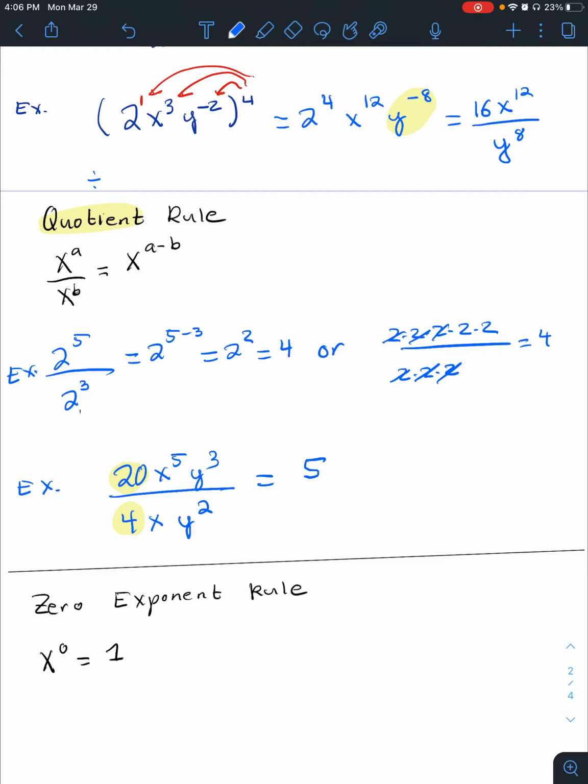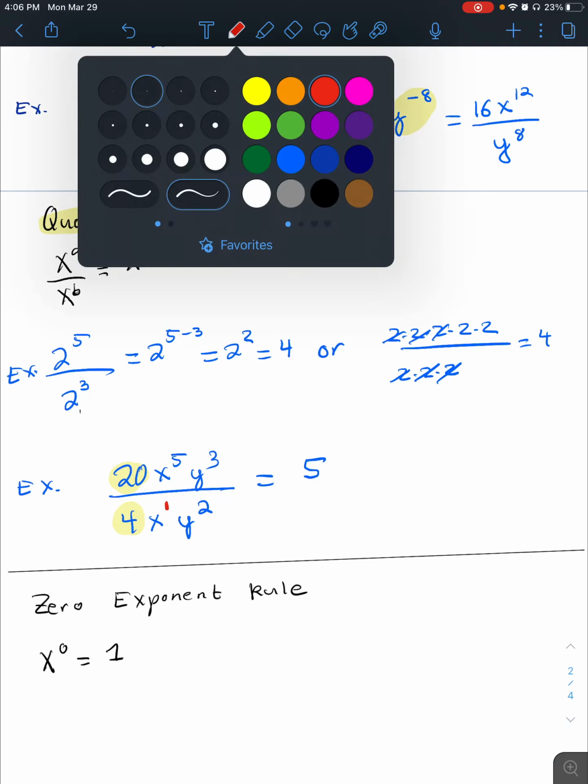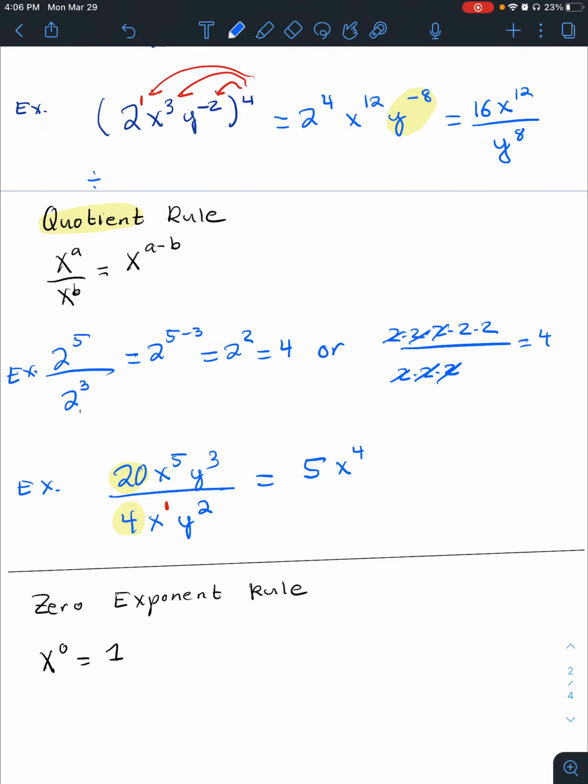When I see this x in the denominator, I'm going to give it an exponent of 1, just to remind myself that we have 1x, and the rule is we subtract 5 and 1, and we get x to the fourth. Then we take 3 and 2 from the y's, and we subtract them, and we get y to the 1. And that's it for the quotient rule.